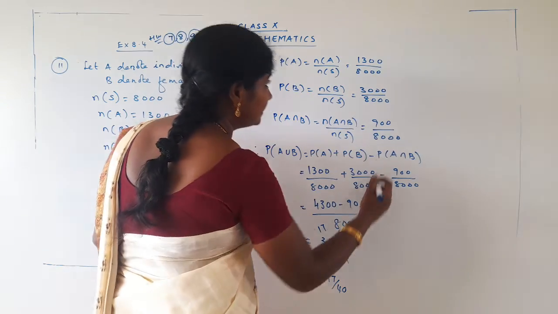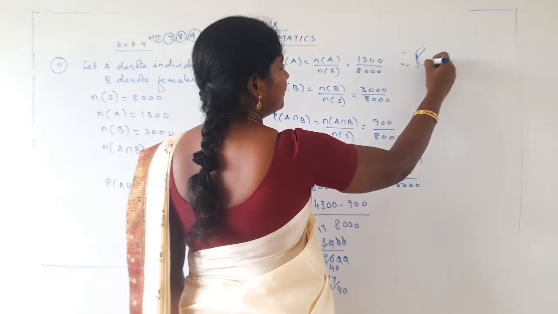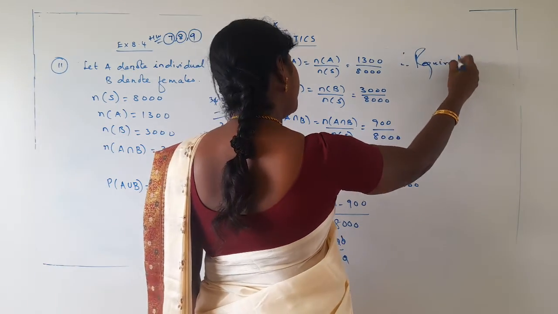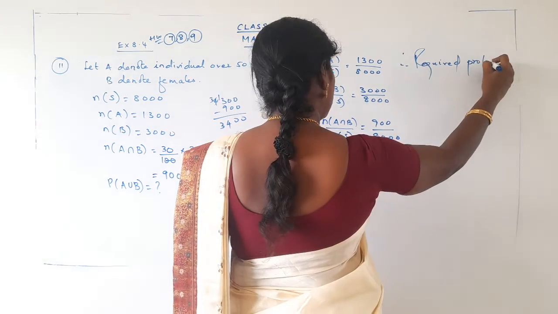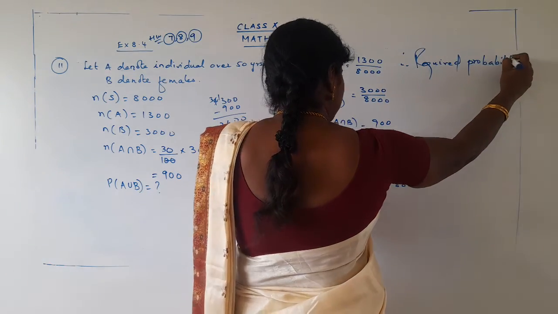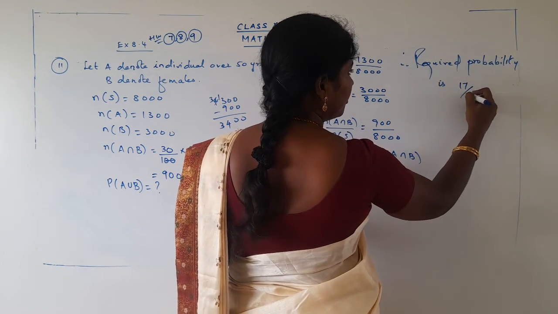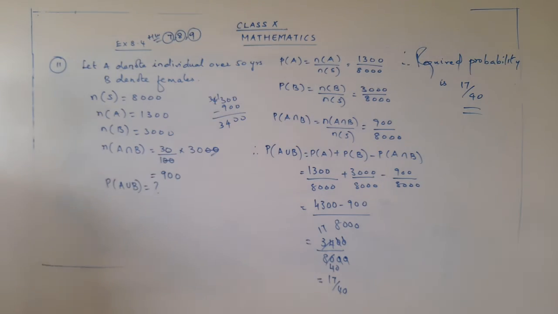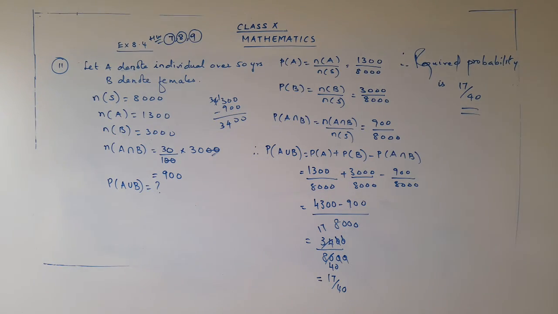You can just write down the final statement. Therefore required probability. So in all the sums you can just write down this step. Therefore required probability is 17 upon 40. This is our answer. Therefore required probability is 17 upon 40. I hope you are clear with the sum, children. Yes. So this was our sum number 11.